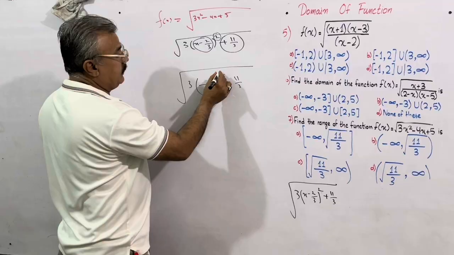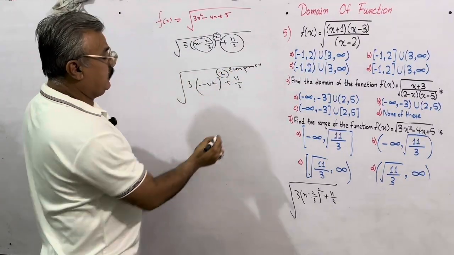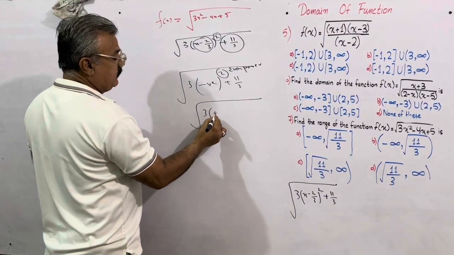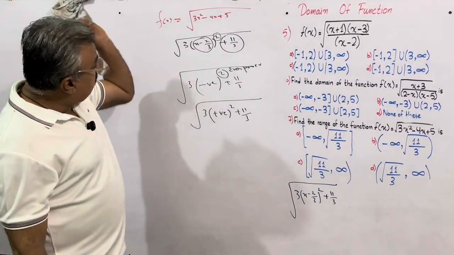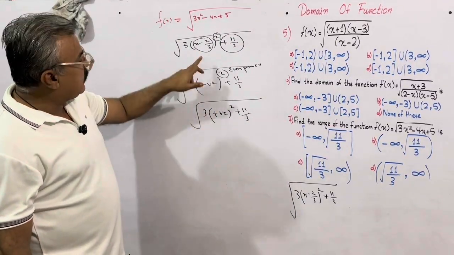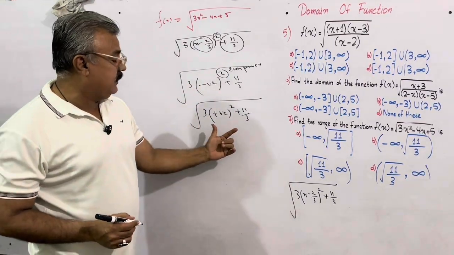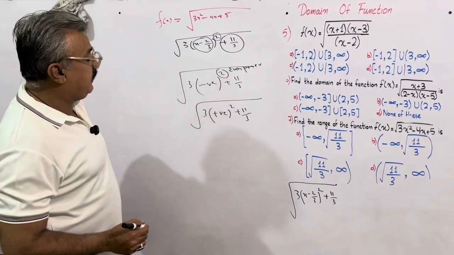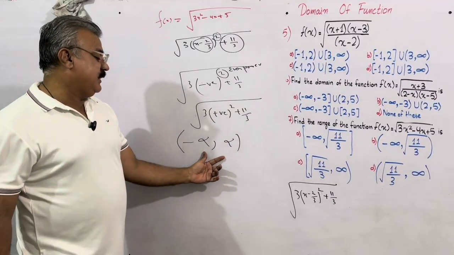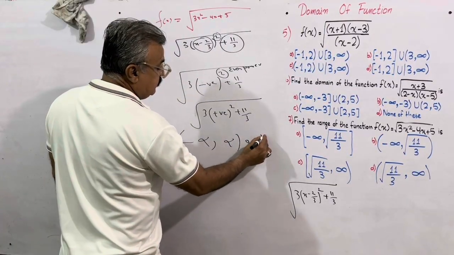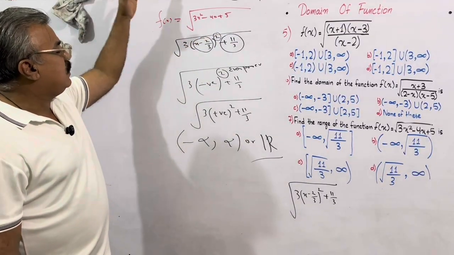Owing to this square, owing to this even power, it is to be positive. It means I have 3 times a positive quantity squared plus 11 over 3, so for every value of x it is positive. For every value of x, our square root is positive, whether x is positive or negative. Positive means the square root is defined. For this, our domain is going to be all real numbers. All real numbers can be written in that fashion, or one can write that it is the real numbers. So this function is defined for all real values.